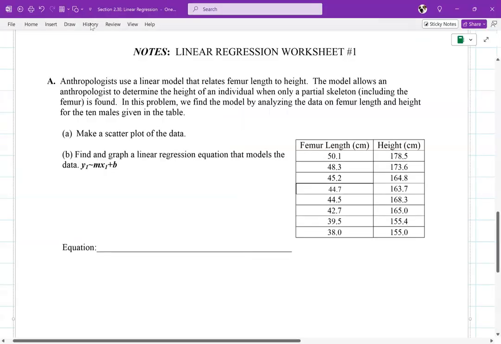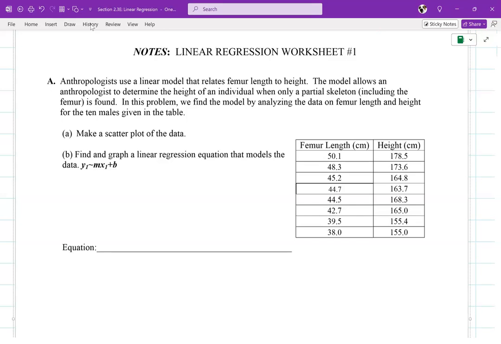If you read the instructions they give you in the worksheet, let's just read this really quick. It says, anthropologists use a linear model that relates femur length to height. So the length of your femur, from your knee to your hip right here, is going to relate to your height. If your femur is a certain length, they can determine that you're so tall, like maybe you're 4 feet based on your femur.